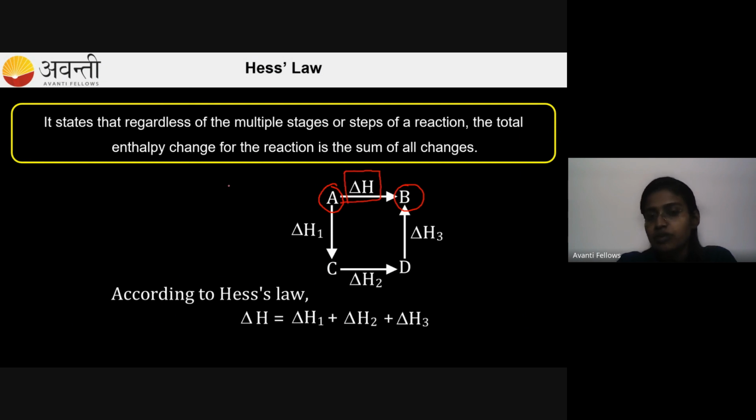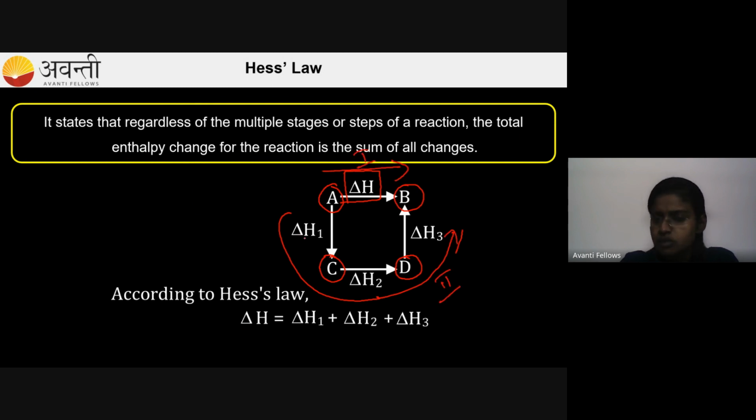Now, if A takes the other path, that is, if A is converted to C, then C is converted to D, then D is converted to B. So this is the second path. This is path number 1, the straight path, and this is path number 2. Now, this delta H will be equal to delta H1 plus delta H2 plus delta H3. So if we sum up all the enthalpy changes for path 2, we will get the same answer that we get from delta H, that is from path 1. This is Hess's law.